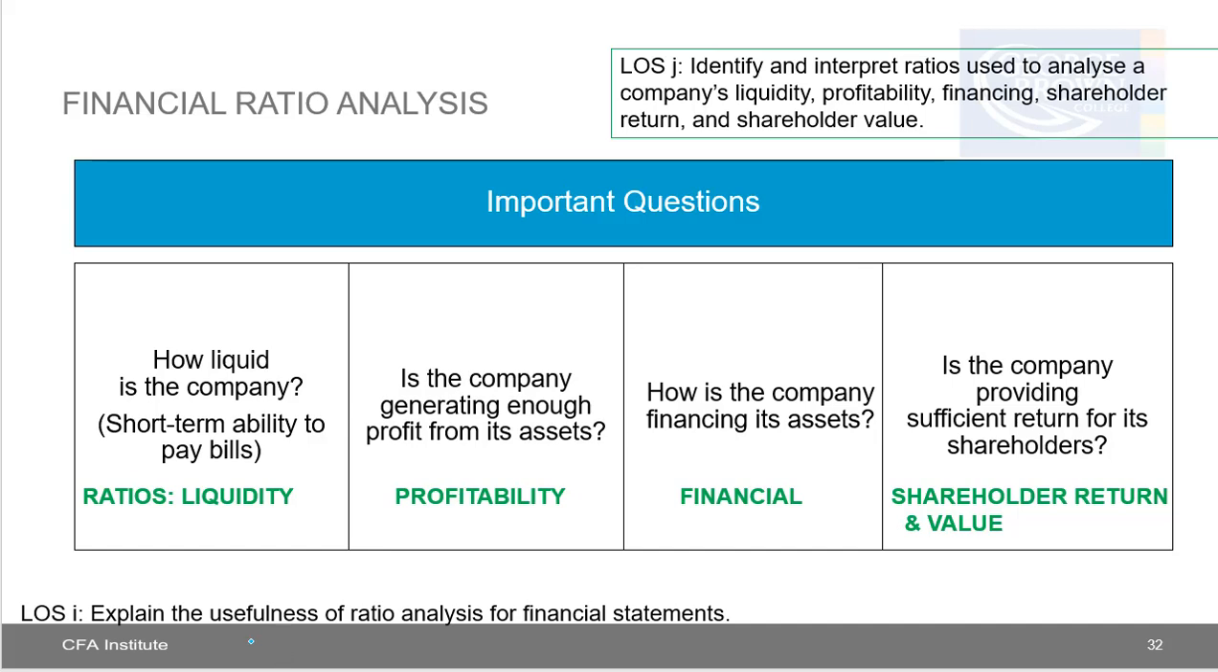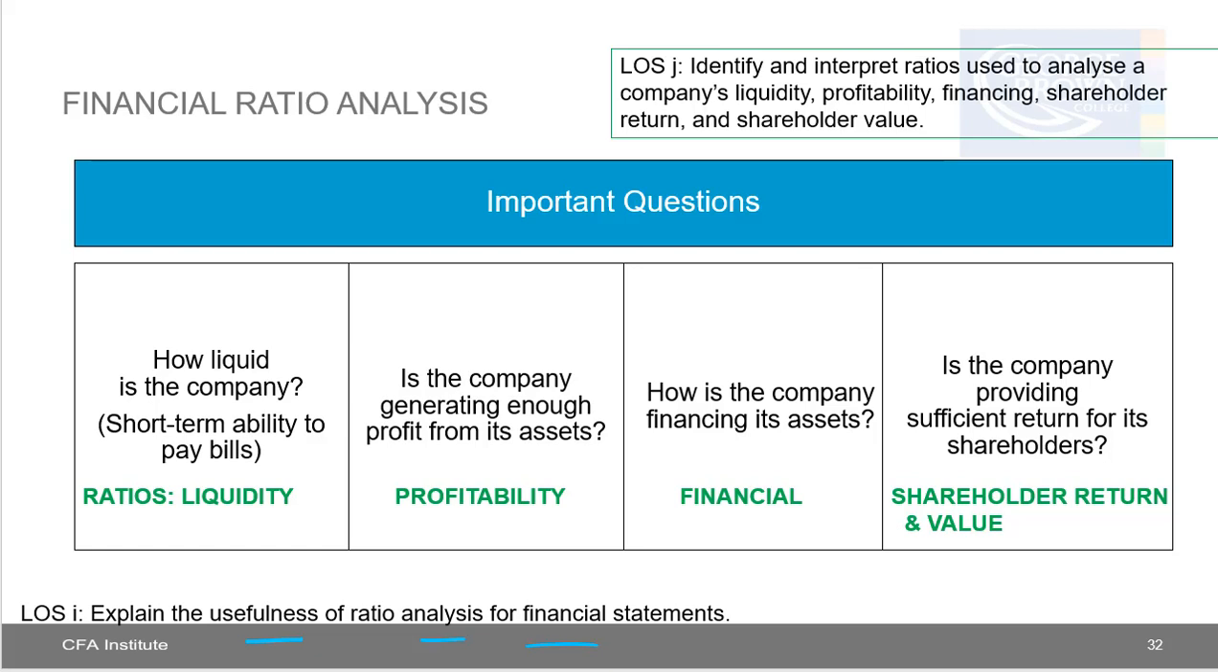Learning outcome statement I is explain the usefulness of ratio analysis for financial statements. Okay, so financial statement analysis involves the use of information provided by financial statements and other sources to identify critical relationships. These relationships may not be observable by simply reading the financial statements. The use of ratios allows analysts to standardize financial information and provides a context for making meaningful comparisons. In particular, investors can compare companies of different sizes as well as the performance of the same company at different times.